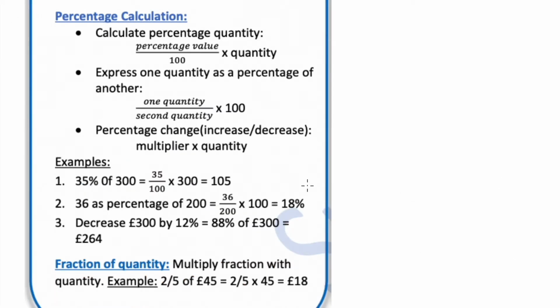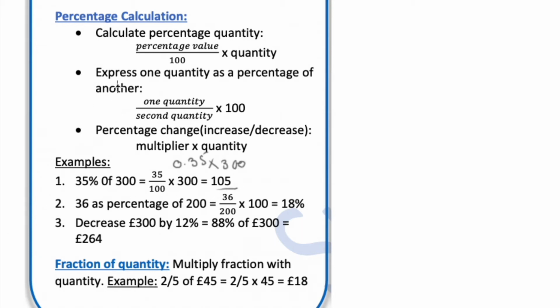And then percentage calculation. In percentage calculation you will have 3 types of question. The first is where you straight away have to find a percentage of a quantity, and for that you divide the percentage value by 100 and then multiply with the quantity. The first example is related to the first type: you have to find 35% of 300. For that, divide 35 by 100 and times by 300, or you can do it like this, 0.35 times 300. In both ways you will get the same answer, 105.